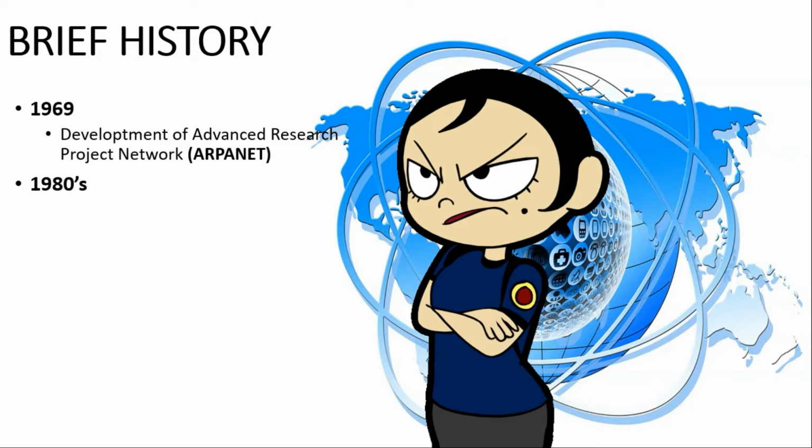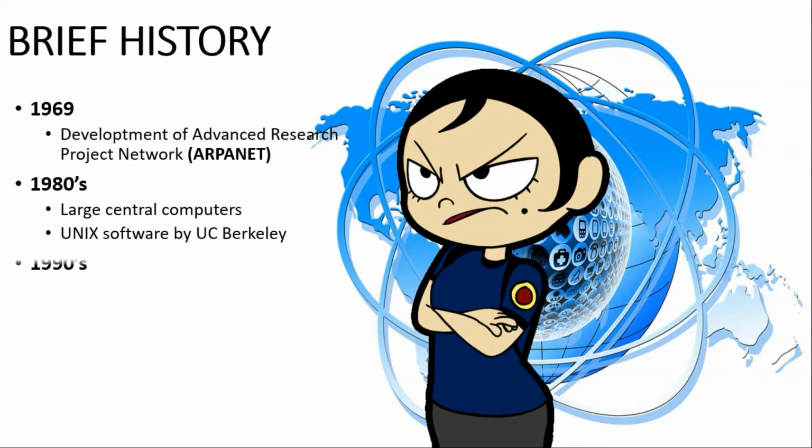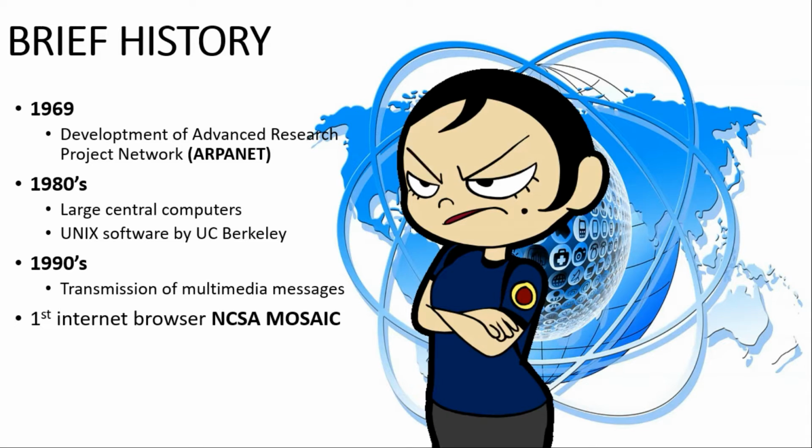In 1980s naman, there are already large central computers, and the Unix software was developed by your UC Berkeley. In 1990s, there is now the transmission of multimedia messages. Ang famous dito noon ay ang Yahoo. The first internet browser was also developed by the NCSA Mosaic. Your reading assignment is to know the meaning of your NCSA. By the way, your NCSA Mosaic was developed by the University of Illinois.